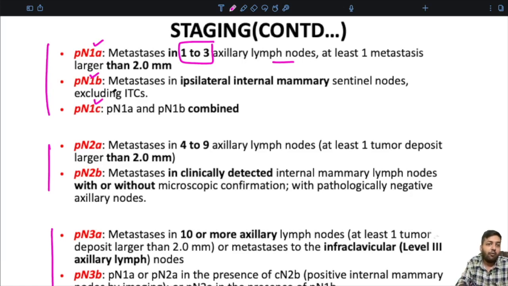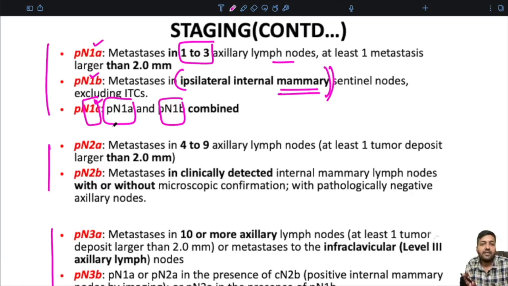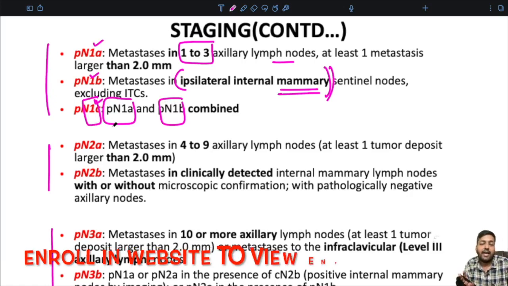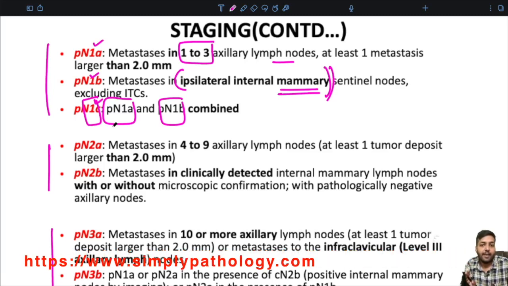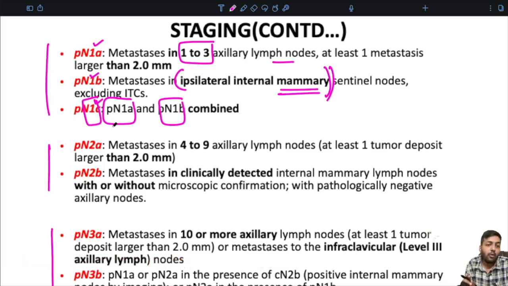Now, when do we call it as 1b? When there is metastasis in the ipsilateral, that is the same-sided, internal mammary sentinel nodes, then we call it pN1b. And if N1a and N1b both of them are present together, then we call it N1c. So N1a is metastasis in 1 to 3 axillary lymph nodes and at least one metastasis measuring more than 2 mm. 1b is metastasis in ipsilateral internal mammary lymph nodes, and both 1a and 1b together form 1c. Okay, so remember N1a, N1b, N1c.